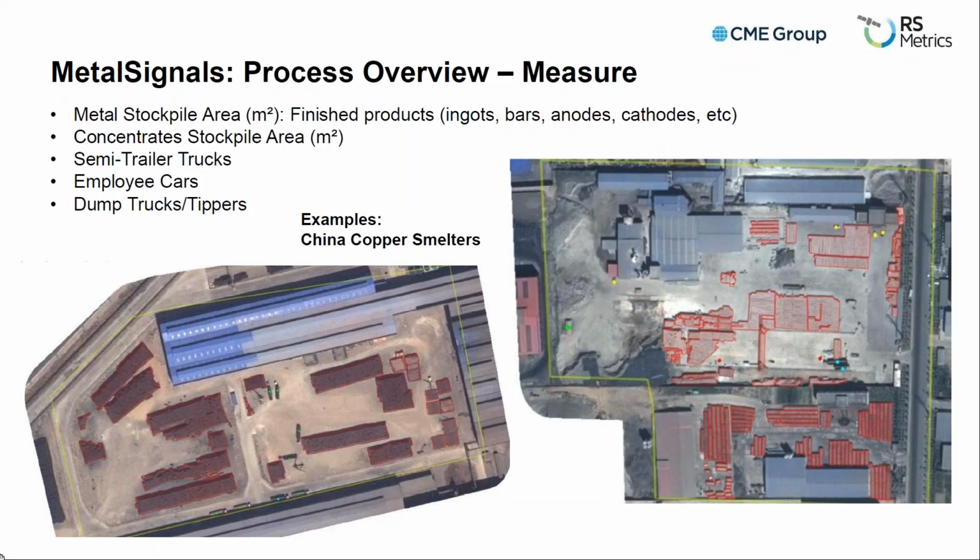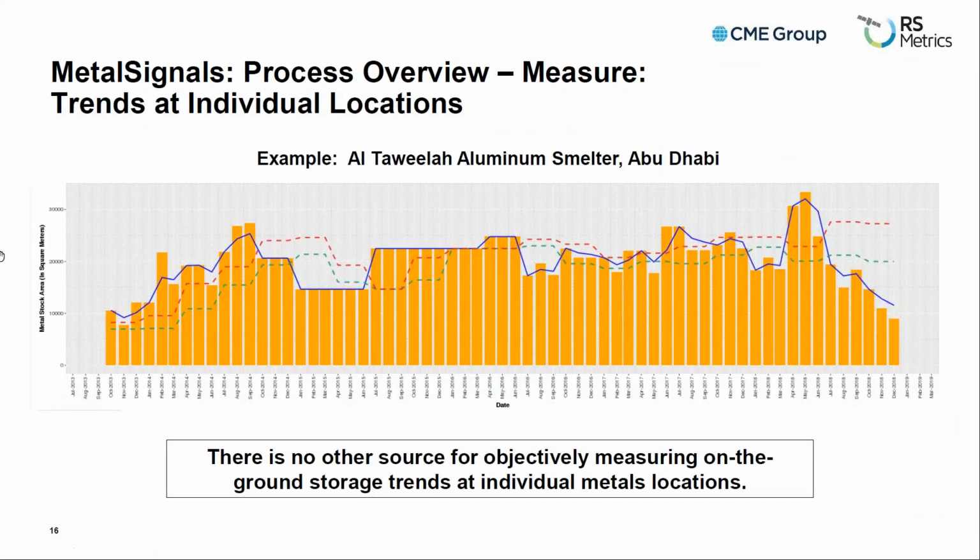In addition to the finished metal that's sitting out there, we're also measuring inputs. So concentrates that come in bags or piles, and then also vehicles, which all by themselves are extremely predictive. So employee cars, semi-trailer trucks, dump trucks. In 2017, we saw something like 12 zinc smelters starting up because the zinc prices had increased. And at first there was nothing there, then employee cars, then trucks, then concentrates, and then product. So it's months and months and months ahead of when operations are usually announced. We see things starting to ramp up.